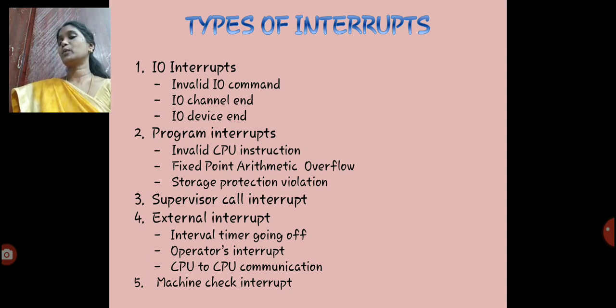Then the next type is program interrupt. Under that we have many subtypes: invalid CPU instruction, fixed point arithmetic overflow, storage protection violation, and so on. Then number 3 is SVC, the supervisor call interrupt. Supervisor is the OS here. Then number 4, external interrupt. Under that we have interval timer going off, operator interrupt, and CPU to CPU communication interrupt. And number 5 is machine check interrupt. So these are the 5 main types of interrupts.